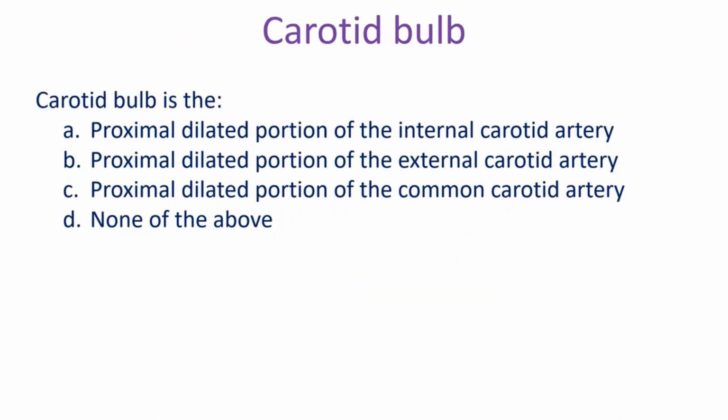Carotid bulb is the A. Proximal dilated portion of the internal carotid artery, B. Proximal dilated portion of the external carotid artery, C. Proximal dilated portion of the common carotid artery, D. None of the above.